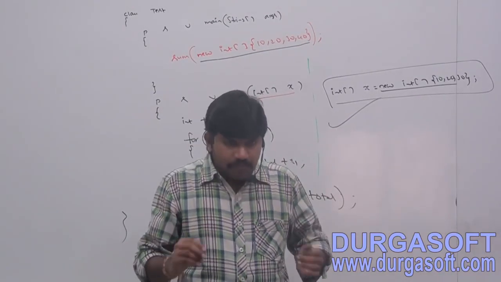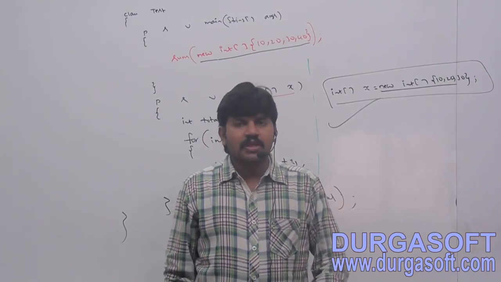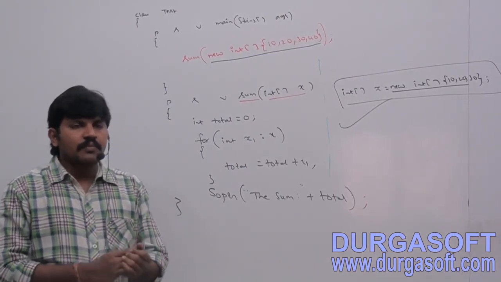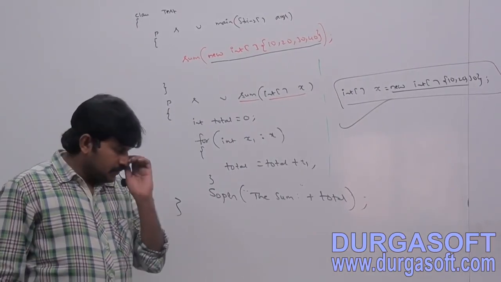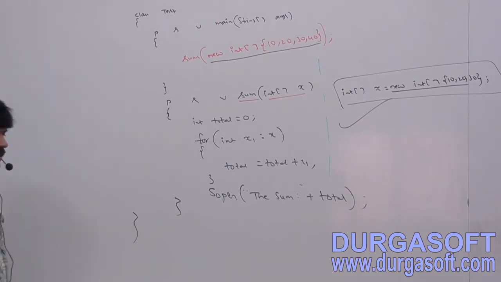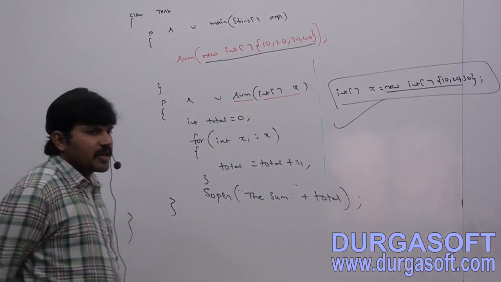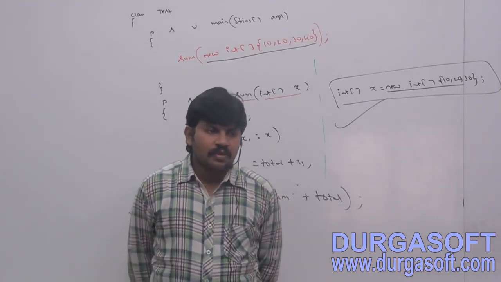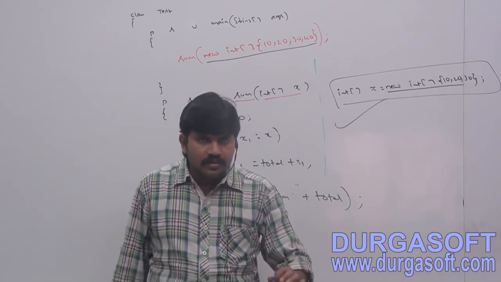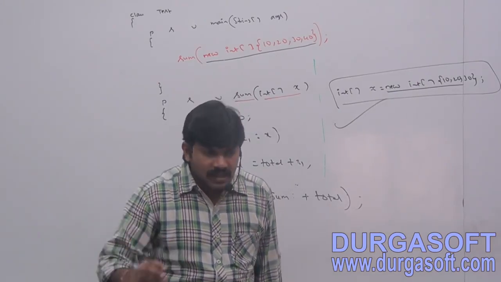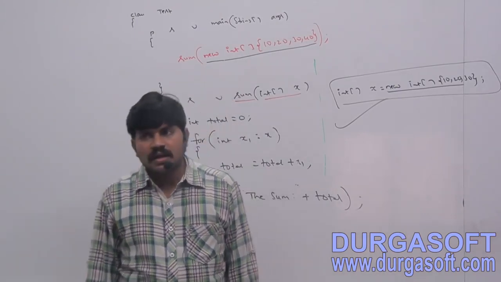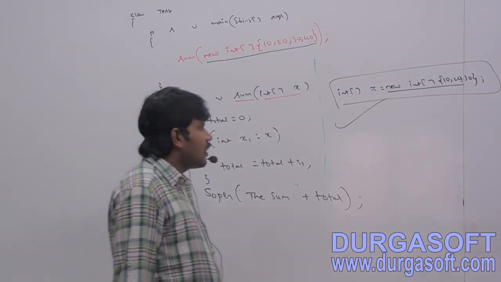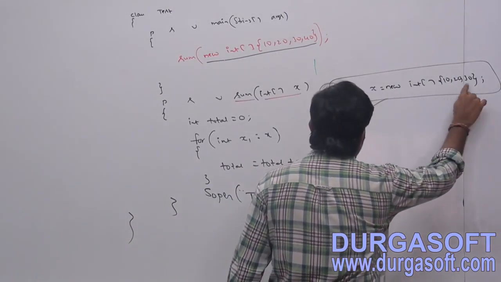Based on our requirement, we can give the name for an anonymous array, then it is no longer anonymous.